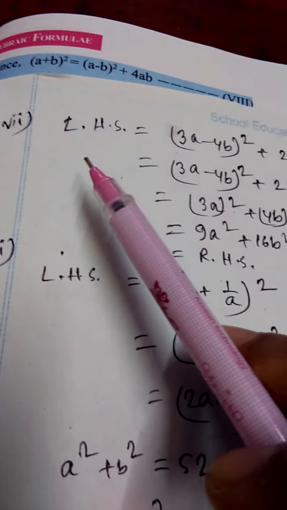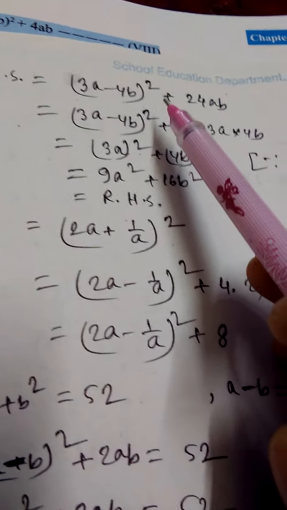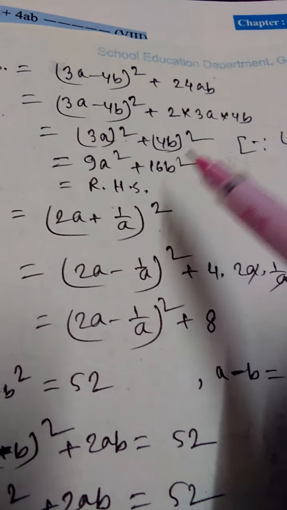Problem number 7. Left hand side equal to 3a minus 4b whole square plus 24ab.